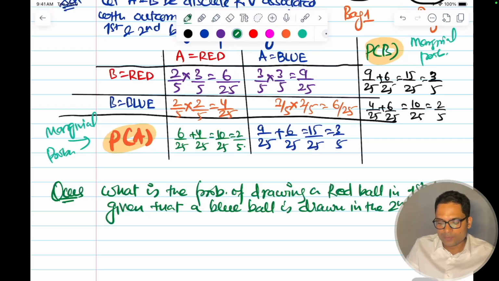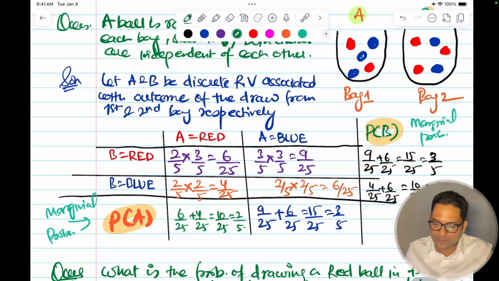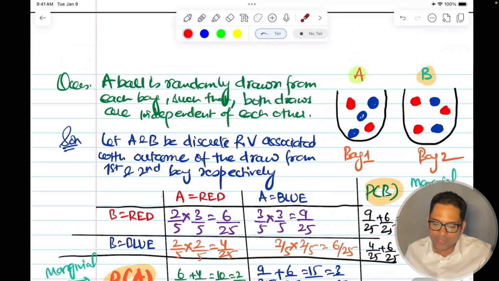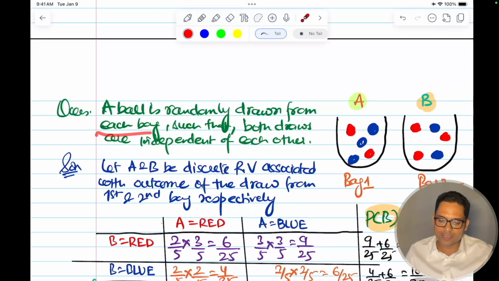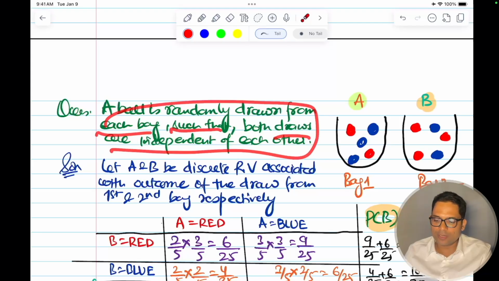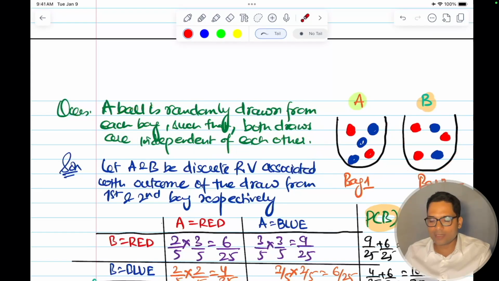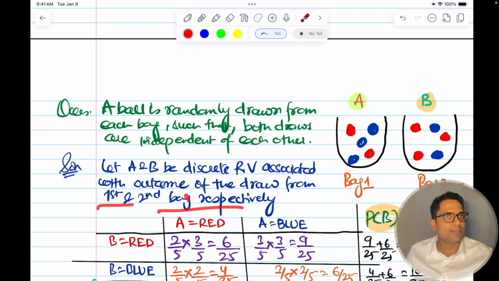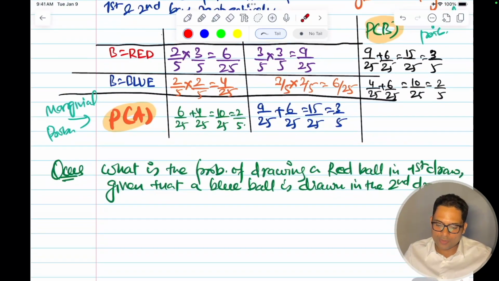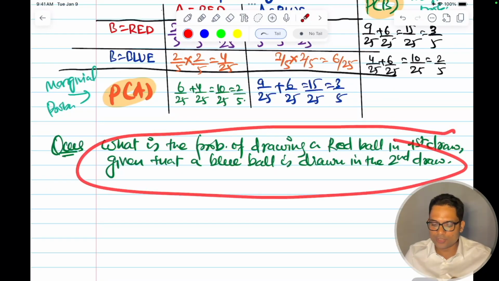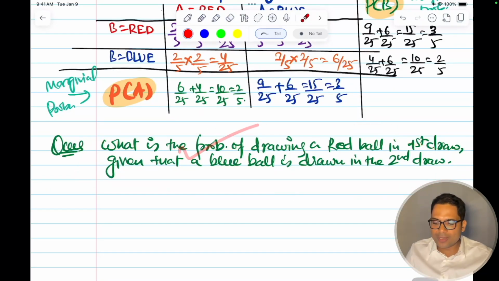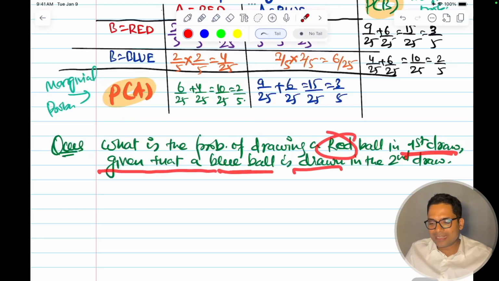So what was the random experiment here? What was the experiment? That a ball is randomly drawn from each bag such that both the draws are independent of each other. So there are two bags, A and B. Each one had 2 and 3 red and blue balls. Okay. And then what we have done, let A and B be discrete random variables associated with the outcome of the draw from the first and second bags respectively. And now my question is, what is the probability? This is the conditional probability question. What is the probability of drawing a red ball in the first draw given that a blue ball is drawn in the second draw?